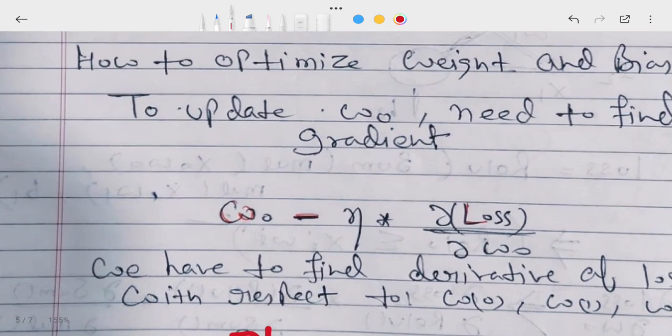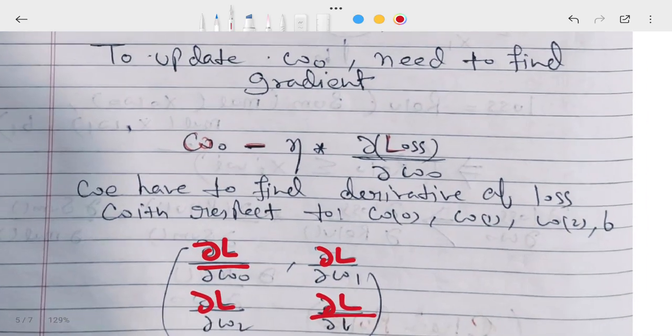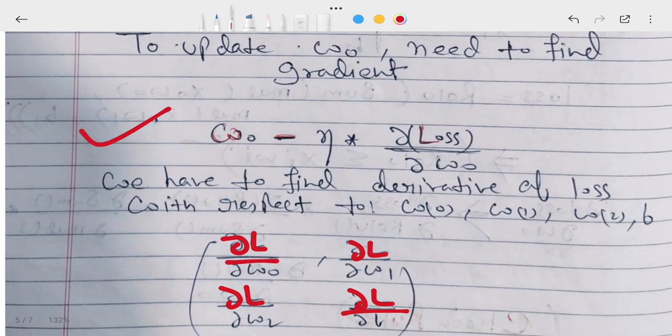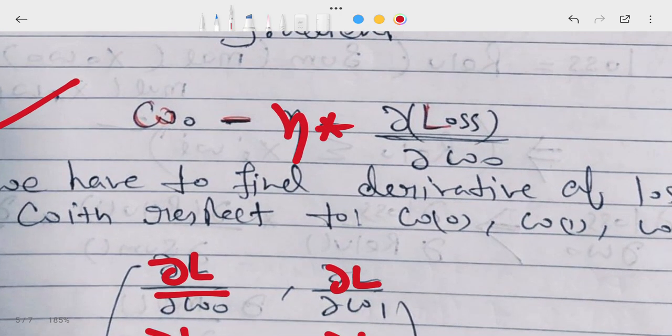Now our task is to optimize the weights and bias so that my loss is very small. There is a formula: for w0, and similarly for w1, w2, w3, up to wn, w0 minus the step size times the derivative of the loss with respect to w0.